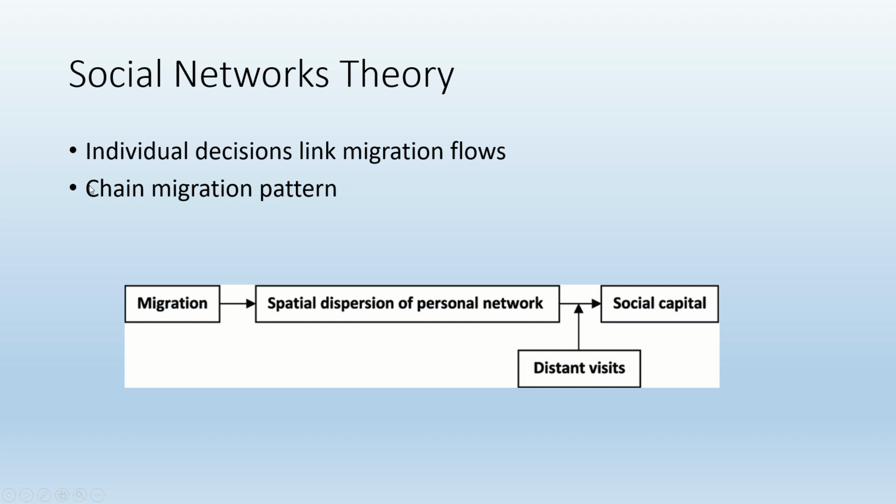One example of that is a chain migration pattern. So you have an initial migration that creates a hub of a small number of people, and through their personal networks, through their family networks, they sponsor more people to come in. And eventually, what happens is it creates larger and larger communities in the host country.